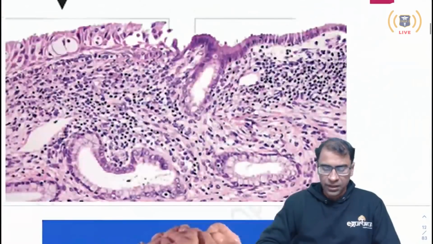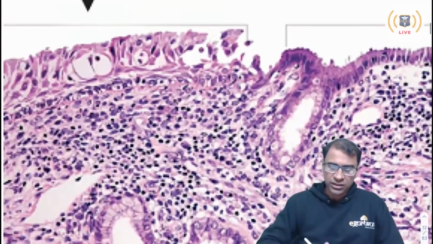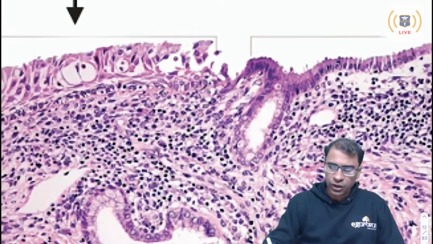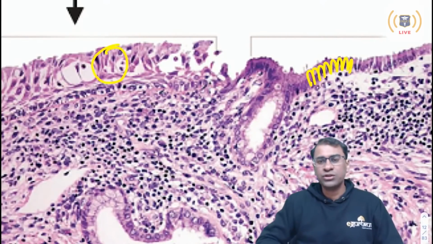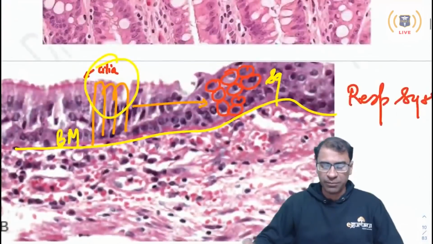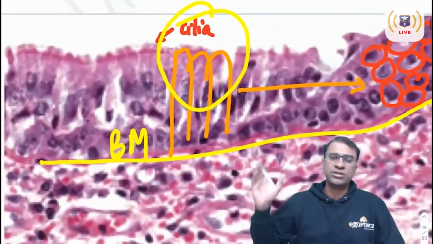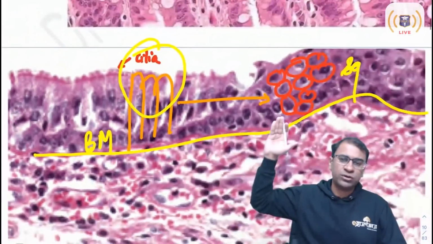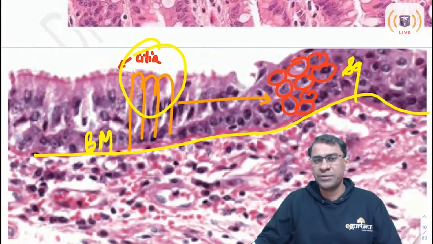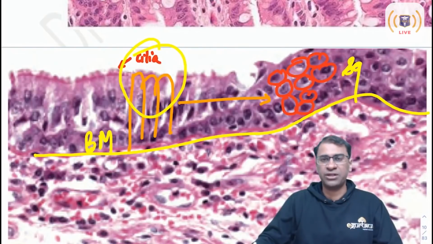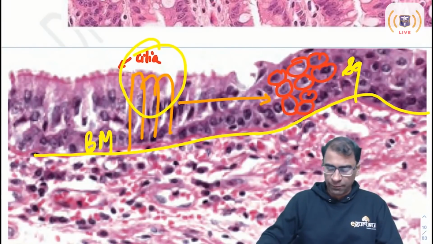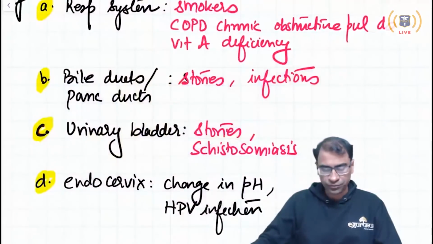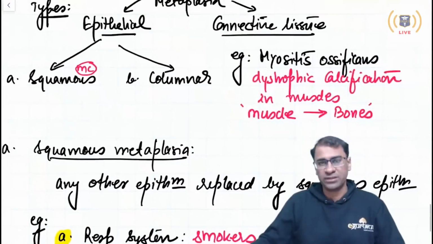Now this image again, you see there are the column-like cells here, and this is squamous epithelial cell. So this is one other image of how it may be seen, but right now look at this. It is a better image for you to understand. This is what you see. The columnar epithelium will change into squamous epithelium, and hence it is squamous metaplasia. In fact, the most common type of metaplasia is the squamous metaplasia.